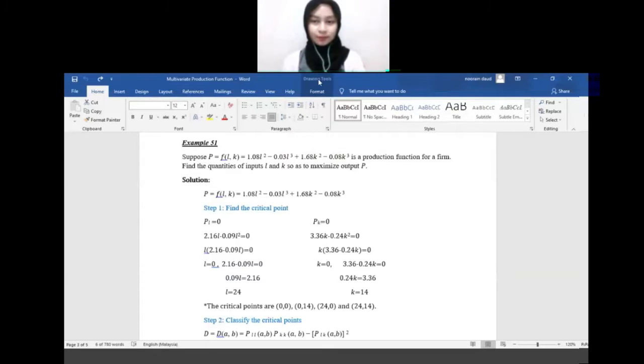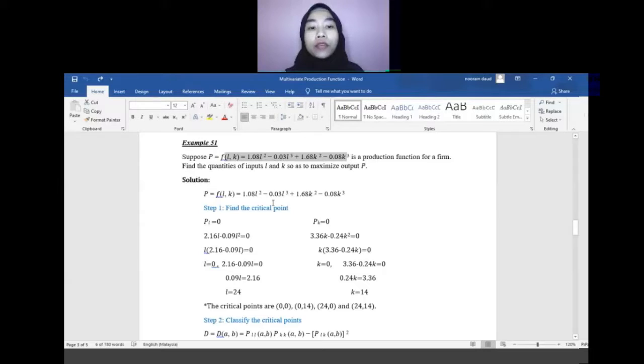Okay, now I will explain example 51, which is the question. Suppose P is the production function of a firm. They want us to find the quantities of inputs L and K so as to maximize the output P. They already give us the production function P, which is this one. For the first step, we need to find the critical points.